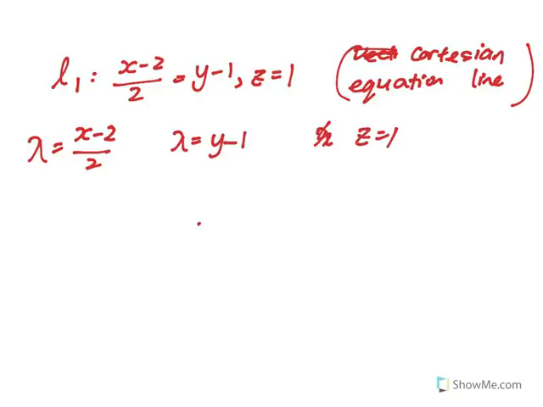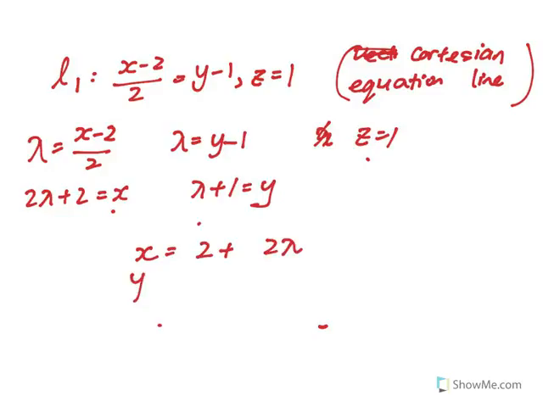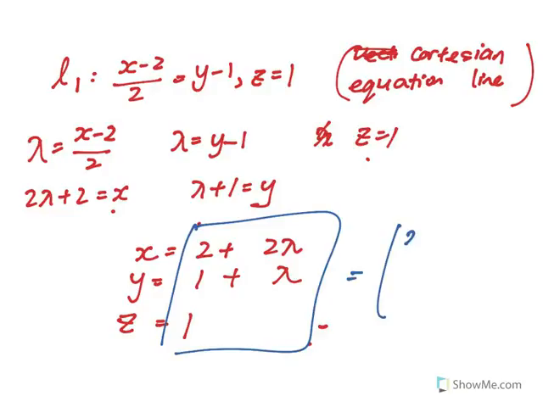So here, 2 lambda plus 2 equals x. Lambda plus 1 equals y. Here, nothing about lambda. Then from here, can you see if I make x, y, z the subject? X equals 2 plus 2 lambda. Y equals 1 plus lambda. Z equals 1, nothing, just 1. I rearrange this: 2, 1, 1 plus lambda times 2, 1, 0. So this one is the vector equation.